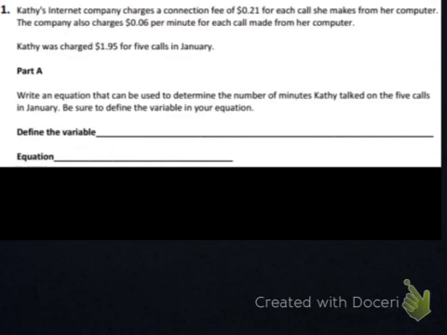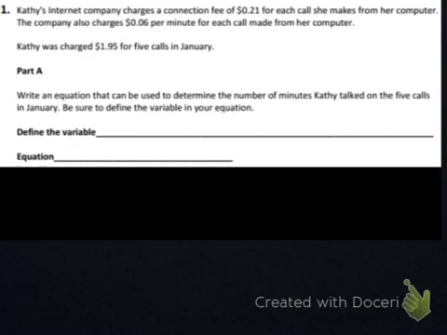So this is a word problem, and it's going to definitely take us more than one step to get to the answer. In fact, there are going to be points given along the way for each little part of the question. So the first thing that I want you guys to do when you get a question like this is to read through it and then start to sort through the information that they're giving you.